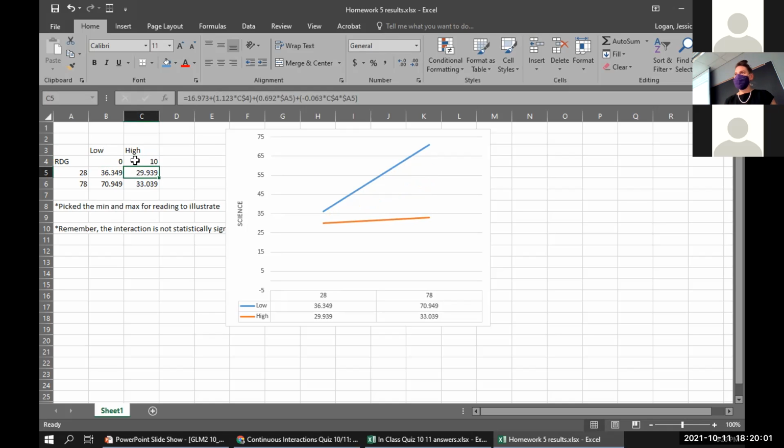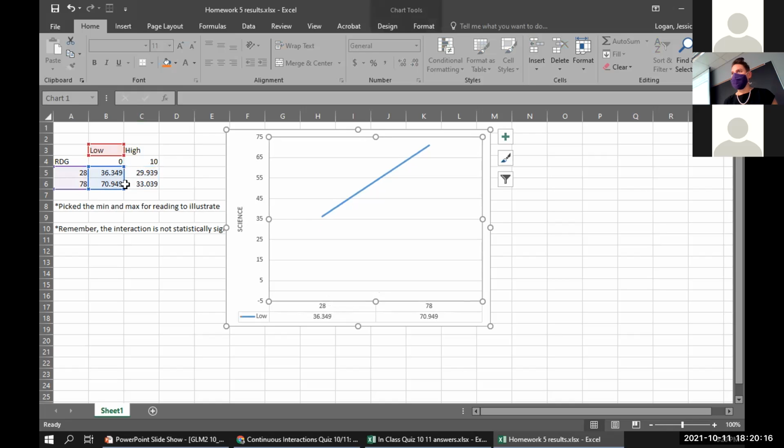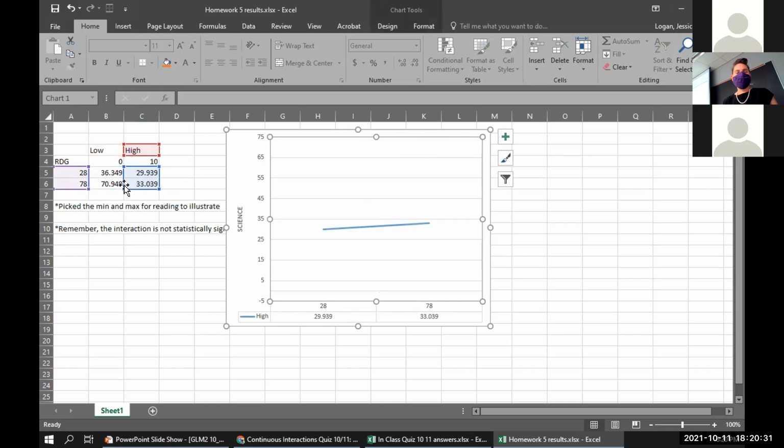So if I recentered this imaginary continuous variable, if I've centered it here, then I'm only talking about that line. The coefficient associating reading with science would be only talking about this line right here. But if I've centered it at 10, now I'm talking only about this line right here. This would be the slope of the relation between reading and science when this imaginary continuous variable is high.